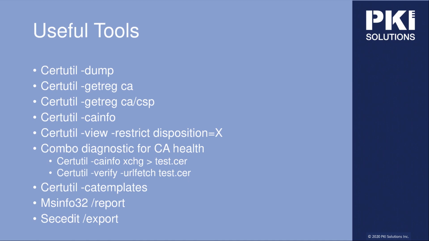Certutil -CATemplates will get you details about templates that are available on a CA, and then you can dump individual CA template specifics from there as well. MSInfo and SecEdit are great ways of getting information about the OS. If we're looking for password policies, drive sizes, capacities, are we displaying the last logged on user and so forth? All of those can be gathered through some of these other tools.